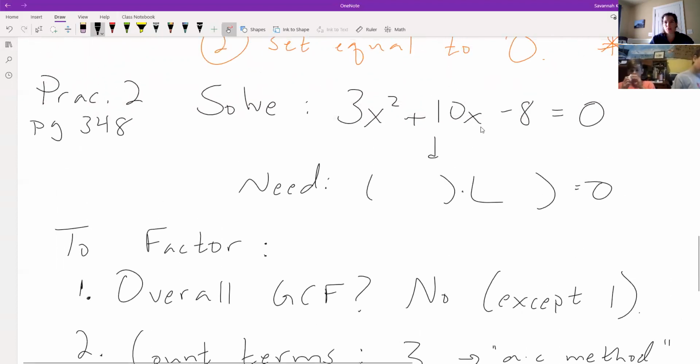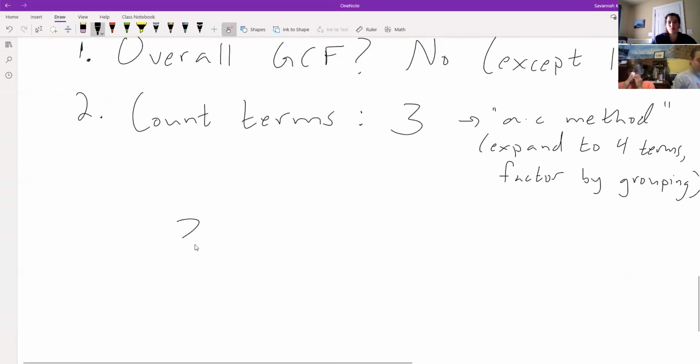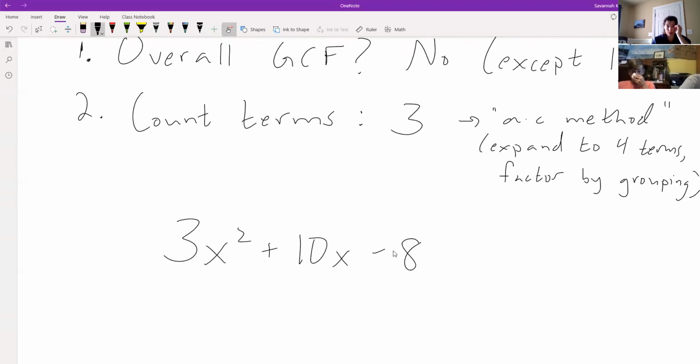Okay, let me rewrite. We've got 3x squared plus 10x minus 8. Okay, and just to get in a little bit of a review on this, I am just going to kind of throw you to the wolves for a minute. See how far you can get with that. If you can get all the way to the end, that's great. If you can just get 1 or 2 steps down and then you want to check it with me, that's great too. Just whatever steps you can take just to kind of get us back in the mode of factoring.